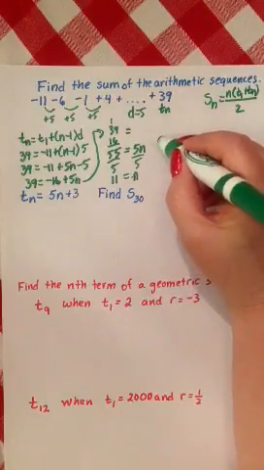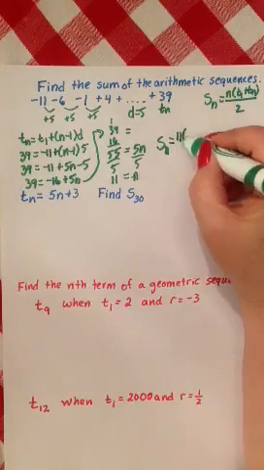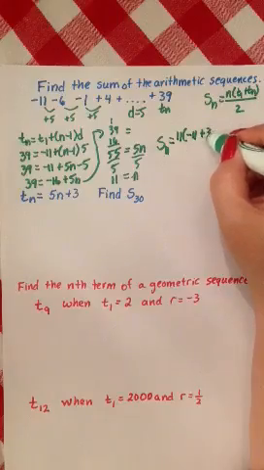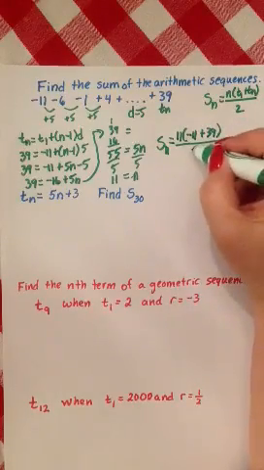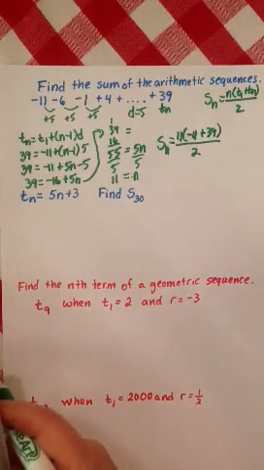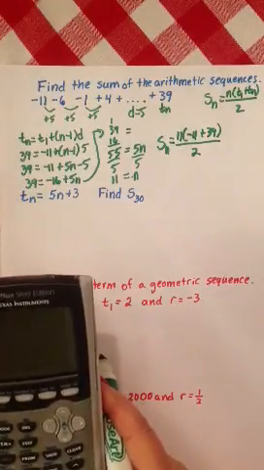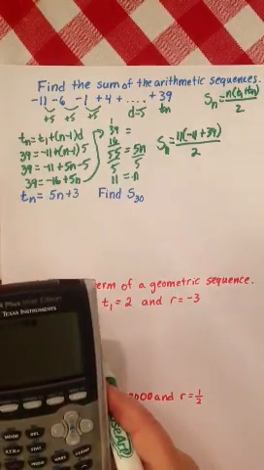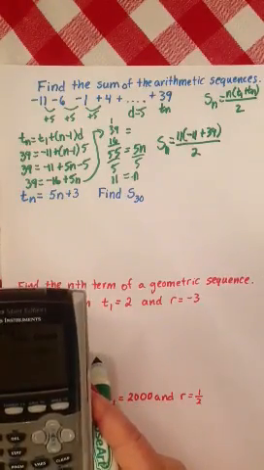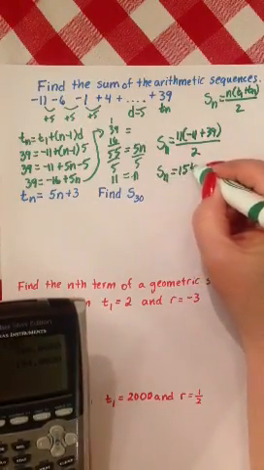So now I could say the sum of my 11 terms is equal to 11 times the first term, which is negative 11, plus the last term, which is 39, divided by 2. So the sum of all of them comes out to be, let's clear this, we're going to say 11 times negative 11 plus 39. I'm going to go ahead and hit enter, then divided by 2. So it comes out that the sum of those 11 terms is 154.